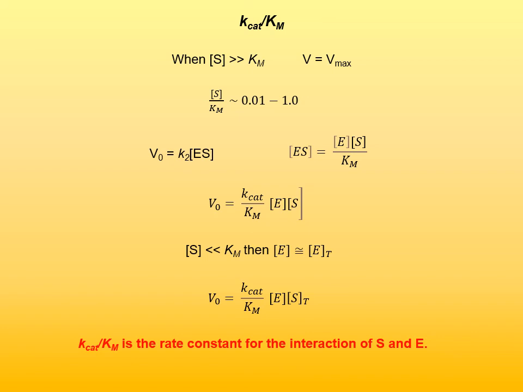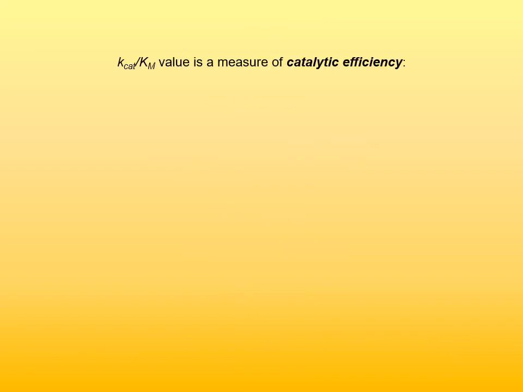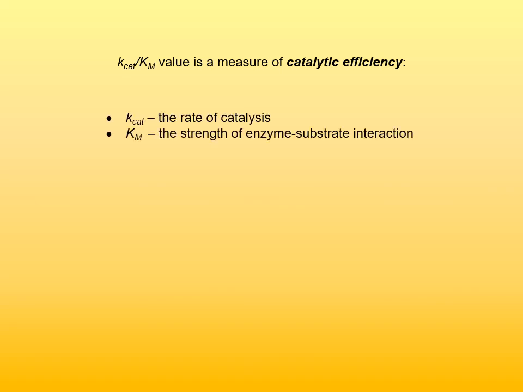Now, K cut over Km ratio is the rate constant for the interaction of substrate and enzyme. And so that value, K cut over Km, is a measure of catalytic efficiency. What that means is that K cut tells us the rate of catalysis, how fast the reaction is, and Km, the strength of the enzyme-substrate interaction.